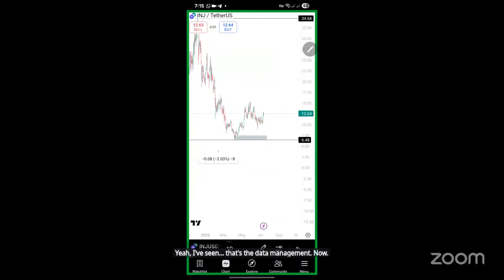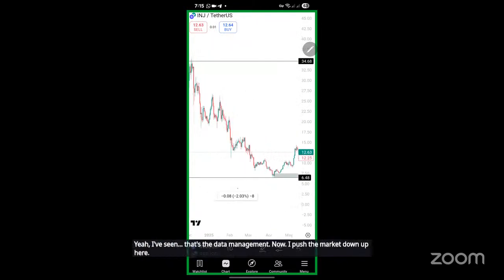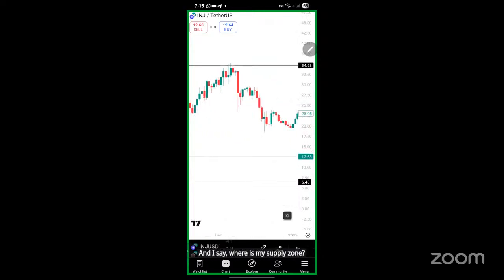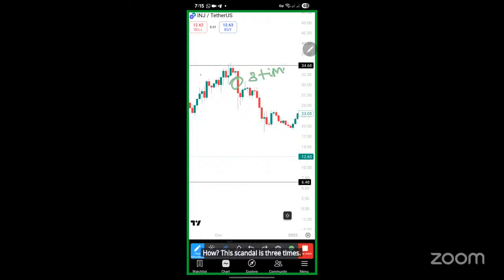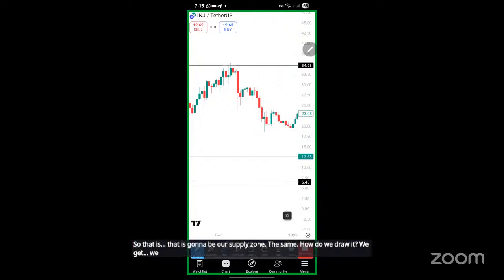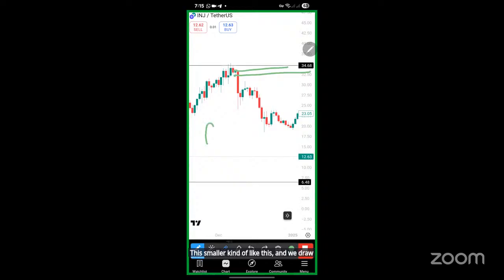Now I push the market down up here, and I say, where is my supply zone? The same way we draw the demand zone, it is the same way we draw the supply zone. How? This candle is 3 times the small one. So that is going to be our supply zone. We get our rectangle and we enclose this small candle like this, and we draw an area of supply, what we call a supply zone.